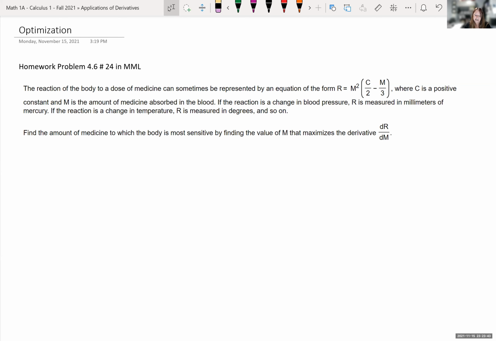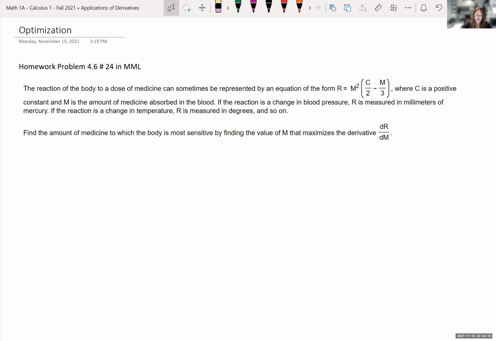If the reaction is a change in the blood pressure, R is measured in milliliters of mercury. If the reaction is a change in temperature, R is measured in degrees, and so on. So we want to find the amount of medicine to which the body is most sensitive by finding the value of m that maximizes the derivative dR over dm.